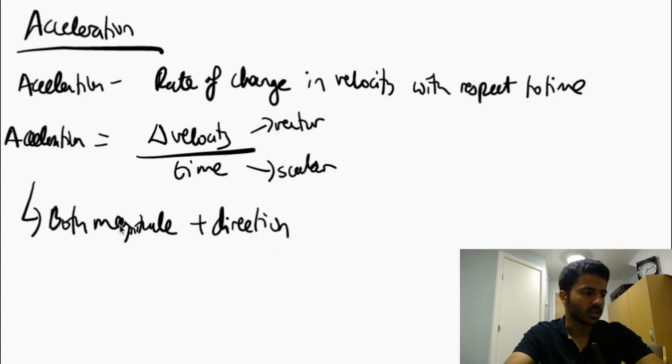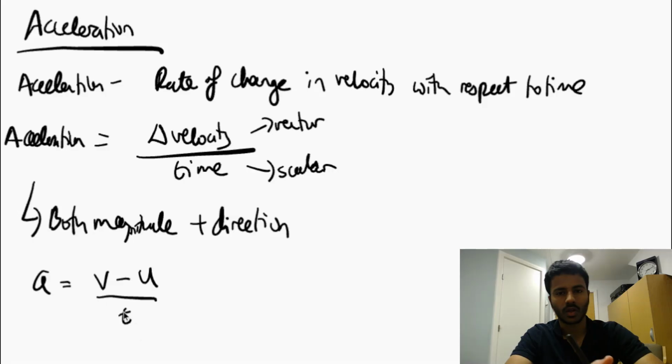We can rewrite this equation as acceleration, a, is equal to the change in velocity, which is the final velocity, v, minus the initial velocity, which is u, and you can divide that by time. And that will give you the average acceleration between the starting velocity and the final velocity. I'm going to give you an example now.